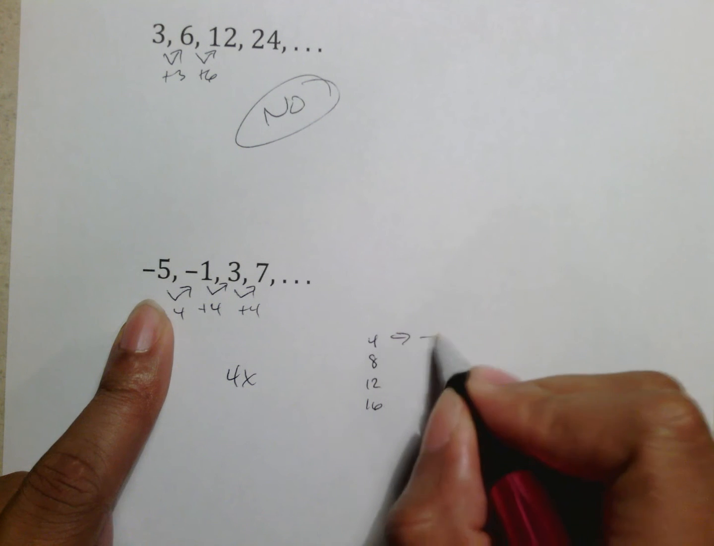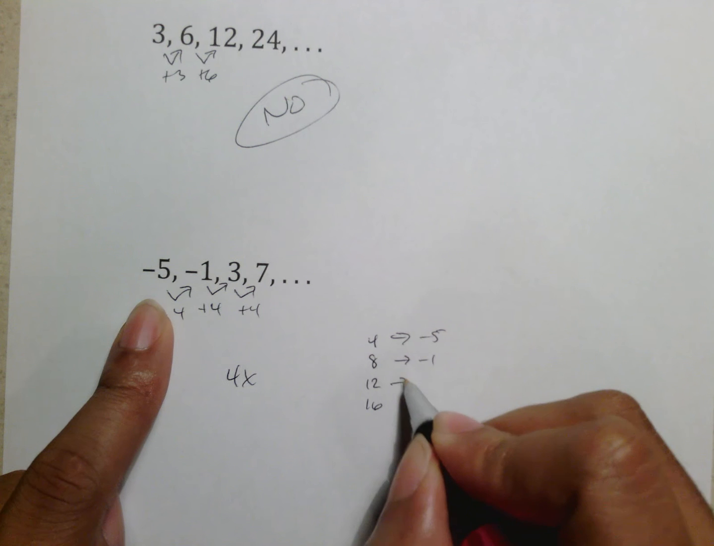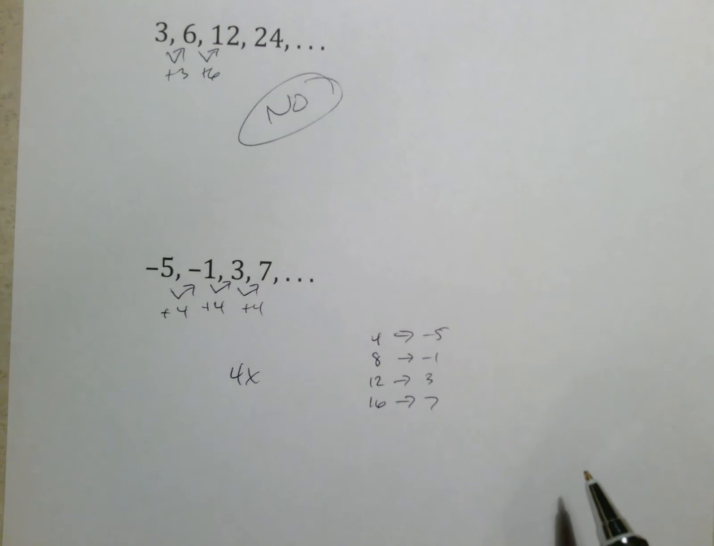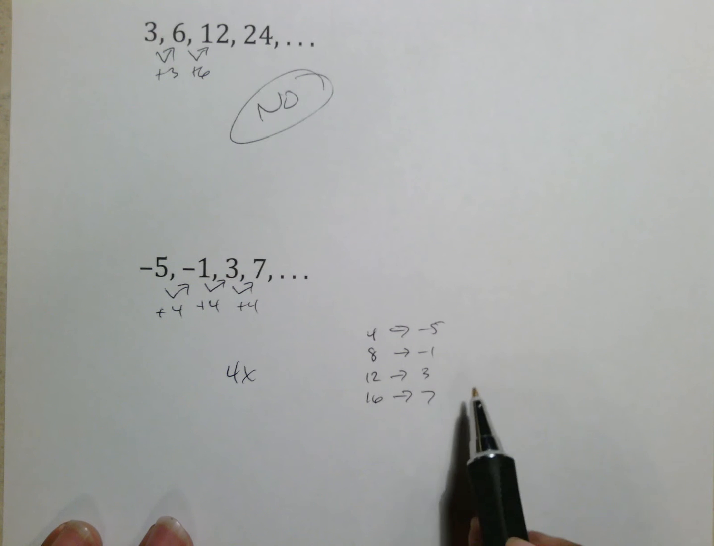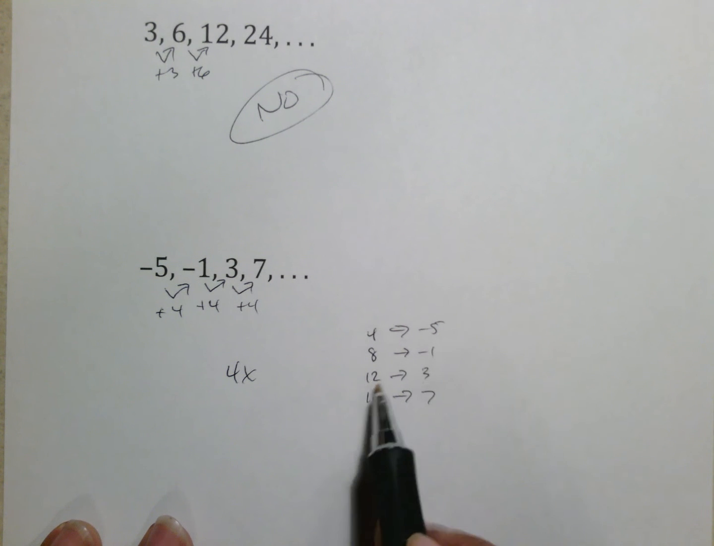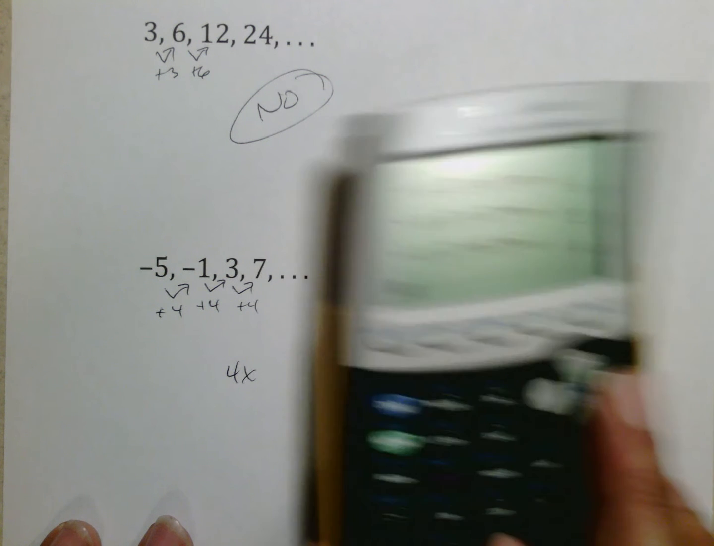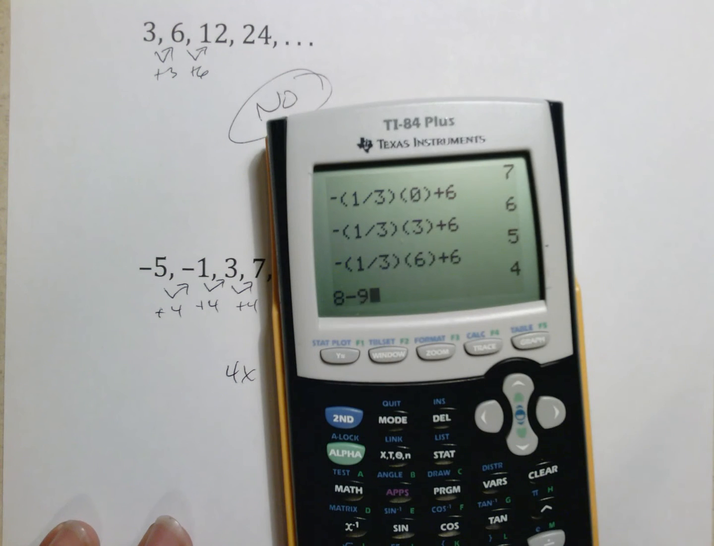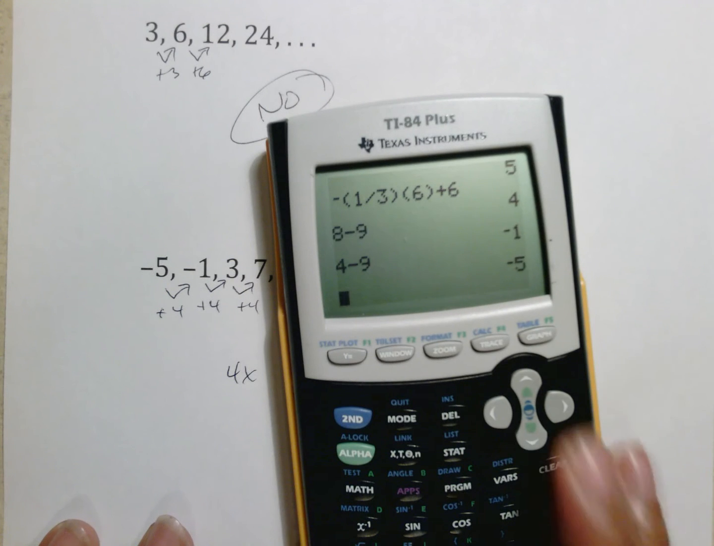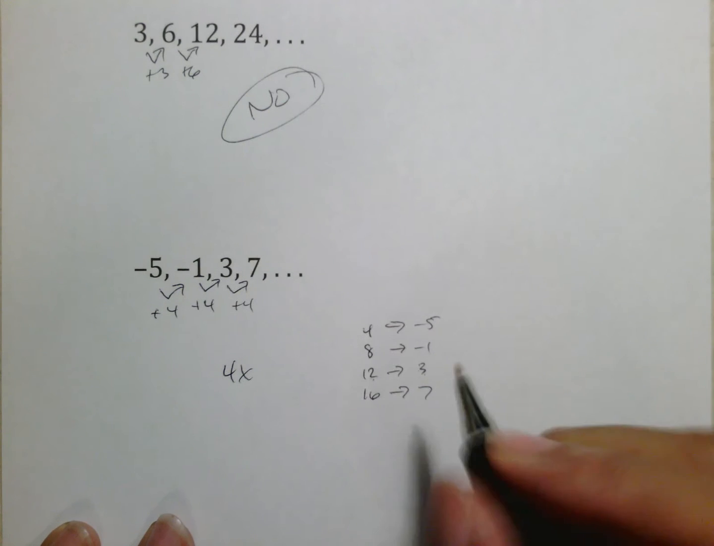I now have -5, -1, 3, and 7. And so the easiest thing for me to do is to pick numbers that make sense to me, because I know I'm going to probably be adding or subtracting here. From 12 to 3, I subtract 9. I think 8 minus 9 is -1, which it is, and I think 4 minus 9 is -5, which it is. 16 minus 9 is definitely 7.